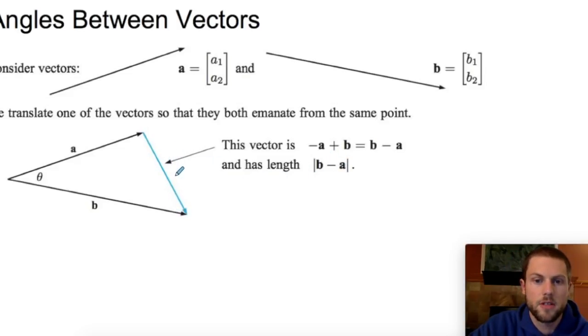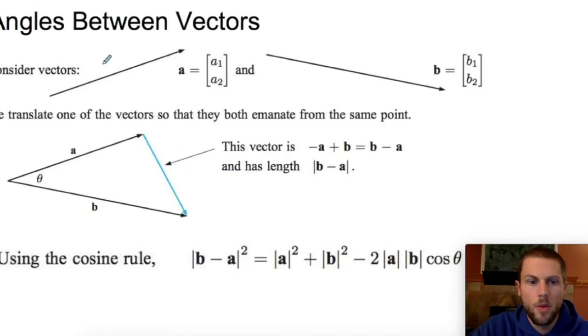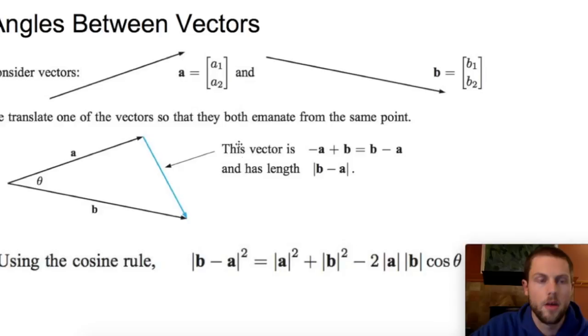So the length of this is the magnitude of that vector. We can add to that using the cosine rule. If you remember, the cosine rule says that this side squared is going to equal this side squared plus this side squared minus 2 times AB times the cosine of that theta. So that's your law of cosines. It's just used with these magnitudes of these vectors.